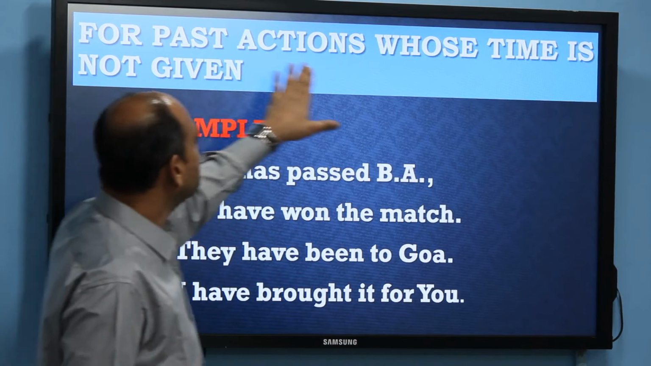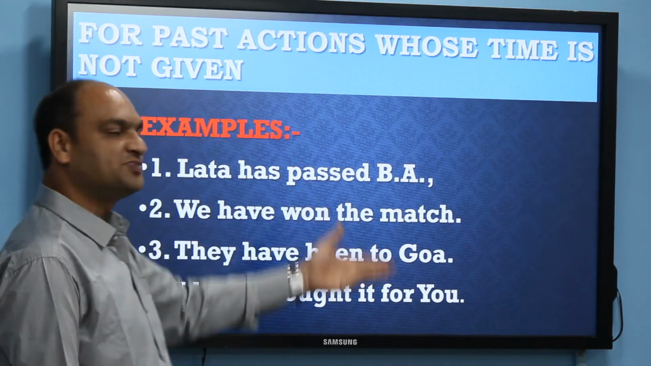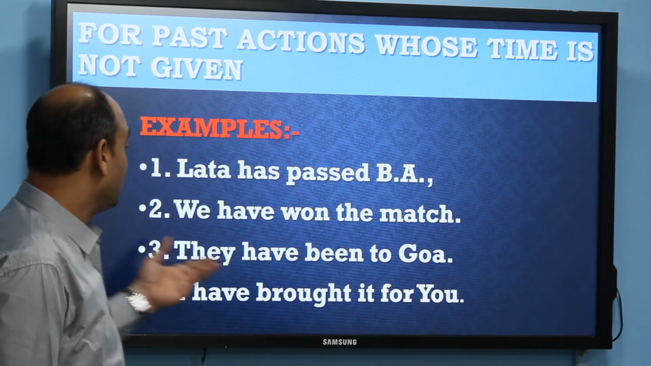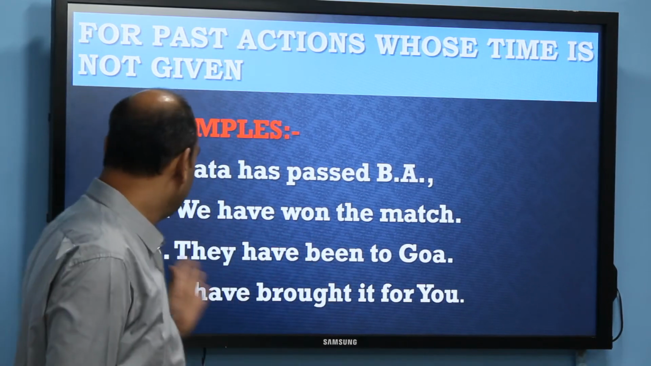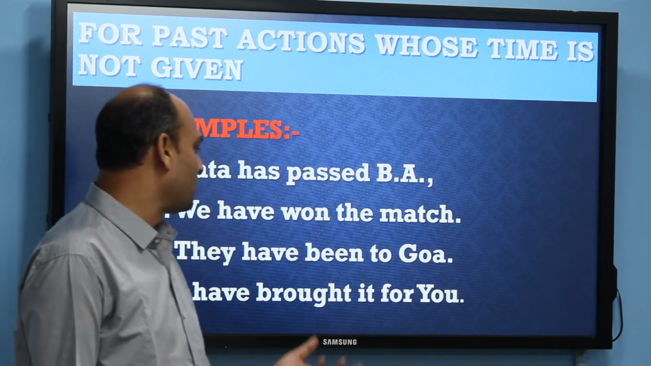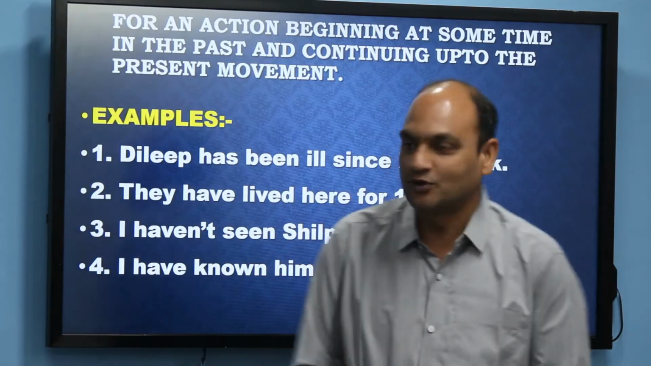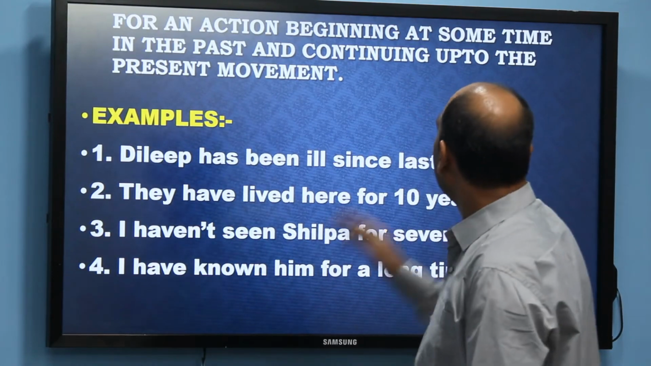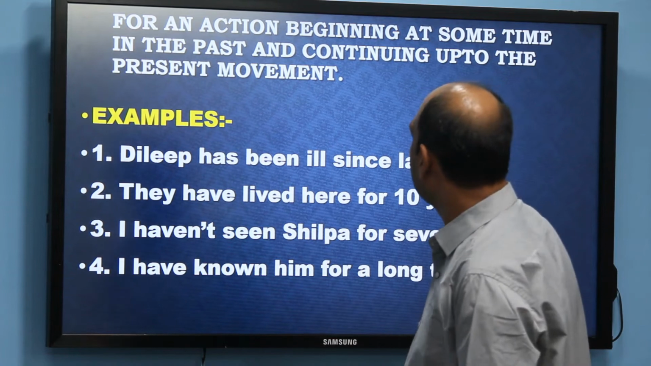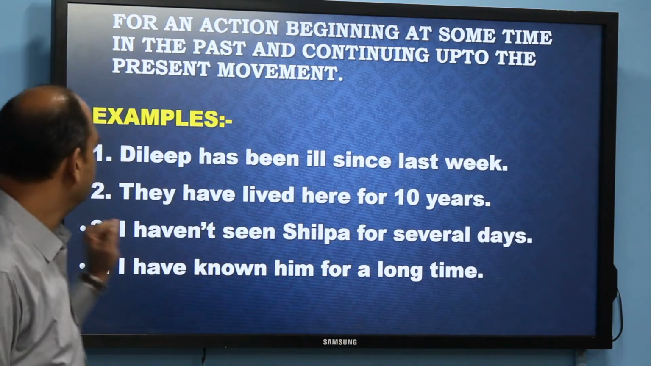For past actions whose time is not given. Like Lata has passed BA, I don't know when. We have one line, don't know when. They have been to Goa, we don't know when. And I have brought it for you. But when did I bring it? No. And for an action begun at some time in the past and continuing up to the present moment.